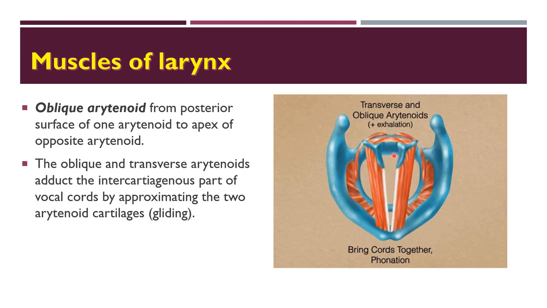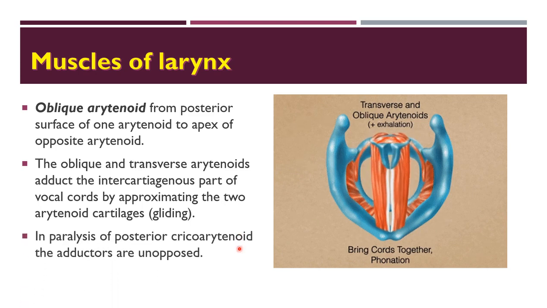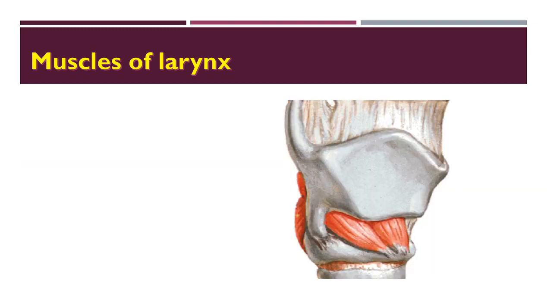In humans, adduction is mostly brought about by these gliding movements. So they adduct mainly the intercartilaginous part, whereas the lateral cricoarytenoid is mainly for adduction of the intermembranous part. Okay, so in case of paralysis of the posterior cricoarytenoid, the lateral cricoarytenoids, the adductors, are unopposed, and naturally it will keep the vocal cords in an adducted position. So the main antagonist of the adductors is the posterior cricoarytenoid, which is the abductor, and that is why it is called the safety muscle of the larynx.